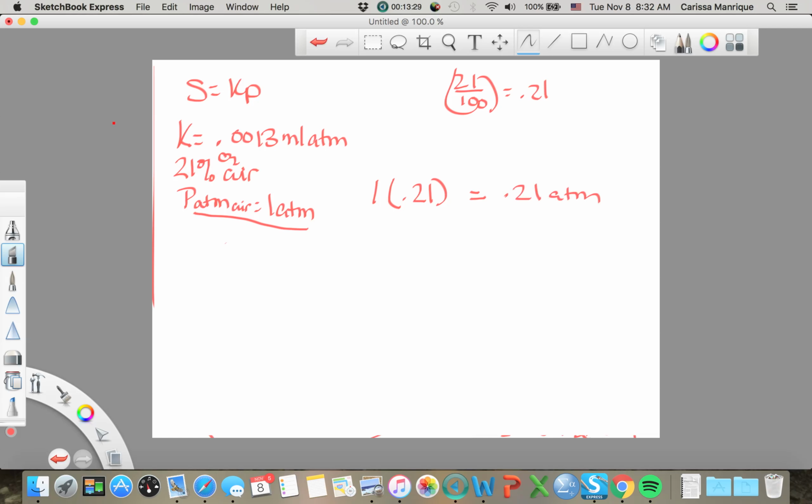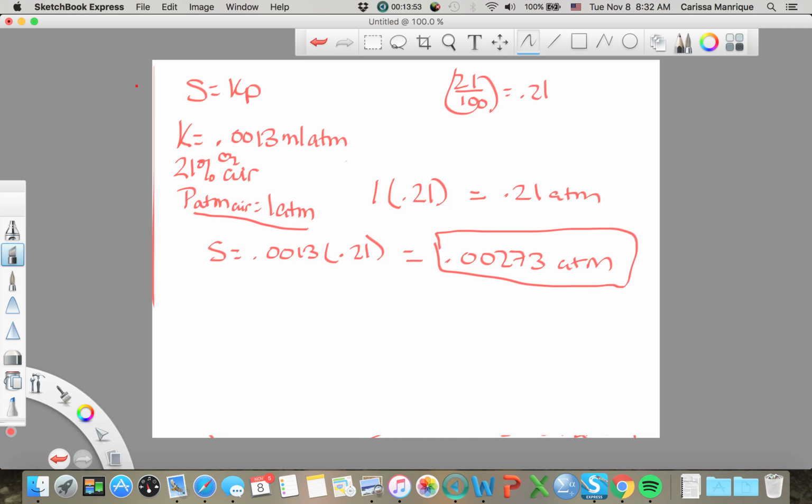So we're trying to find solubility. Solubility equals K, which is 0.0013, times the pressure, which is 0.21. So the solubility equals 0.00273.